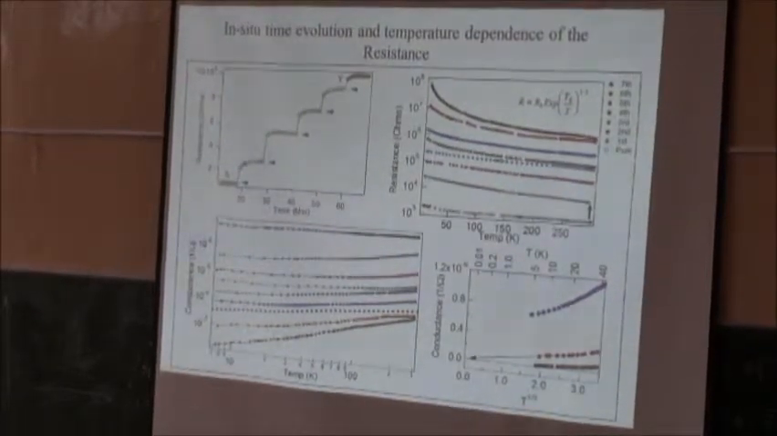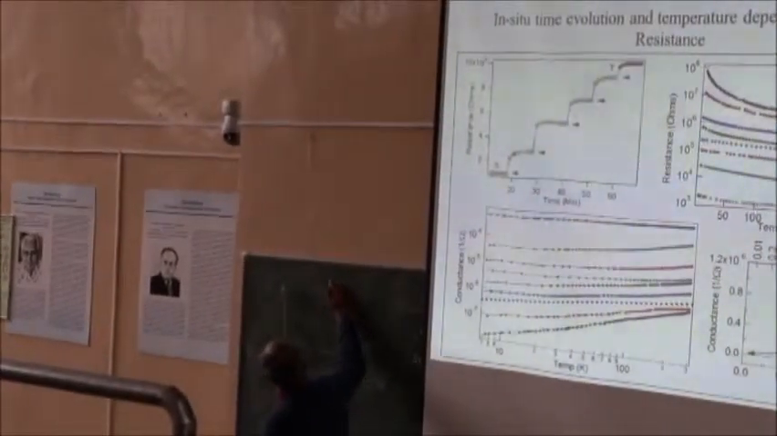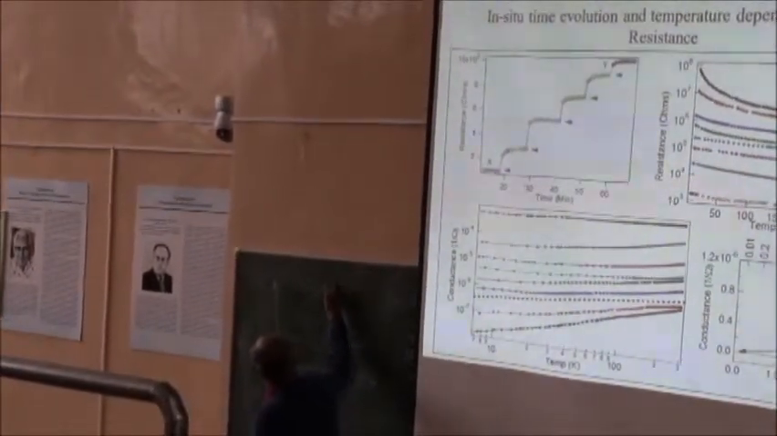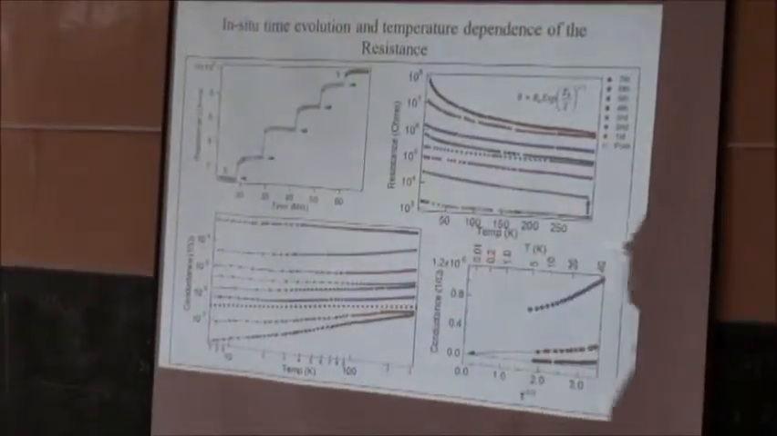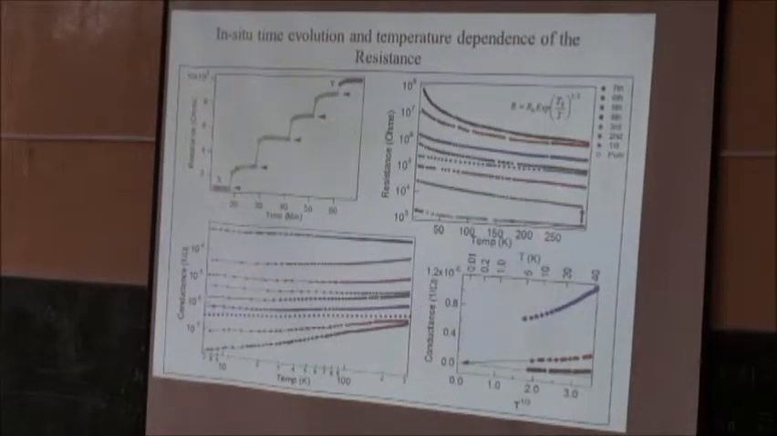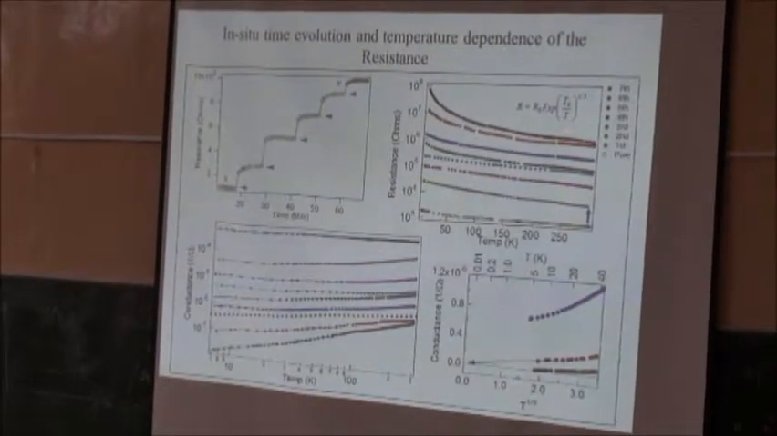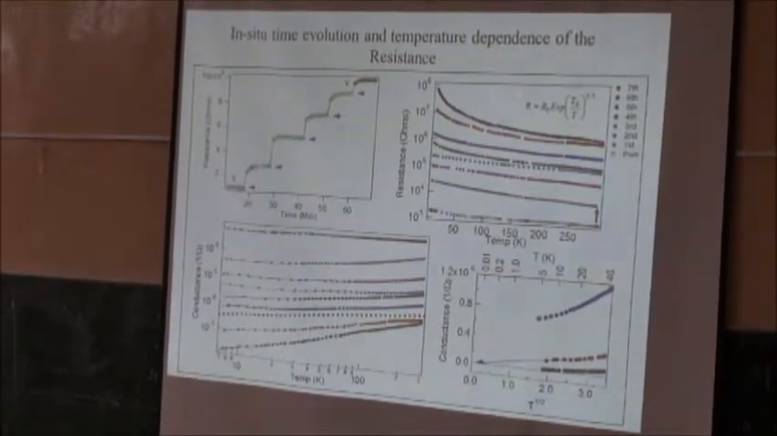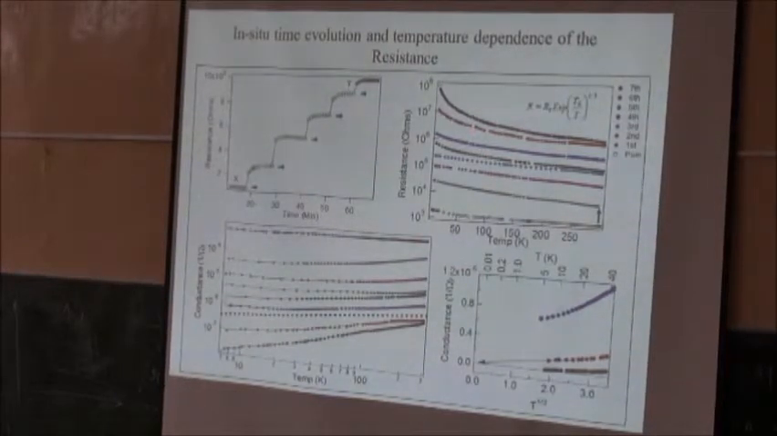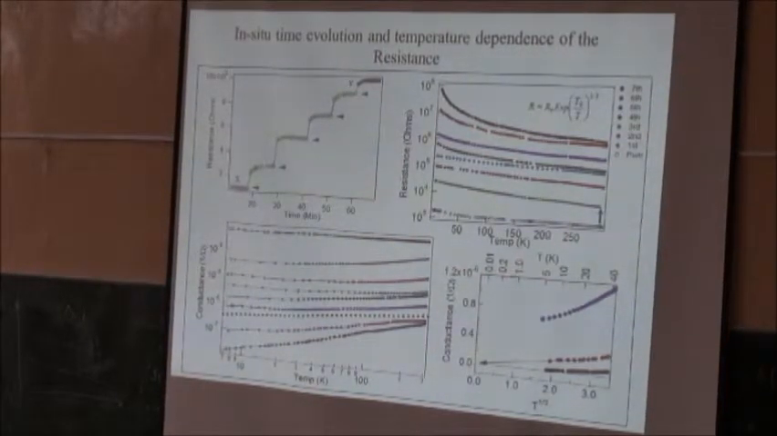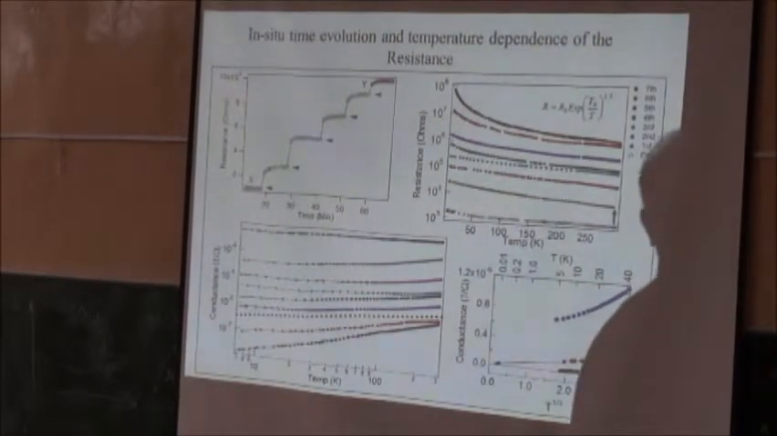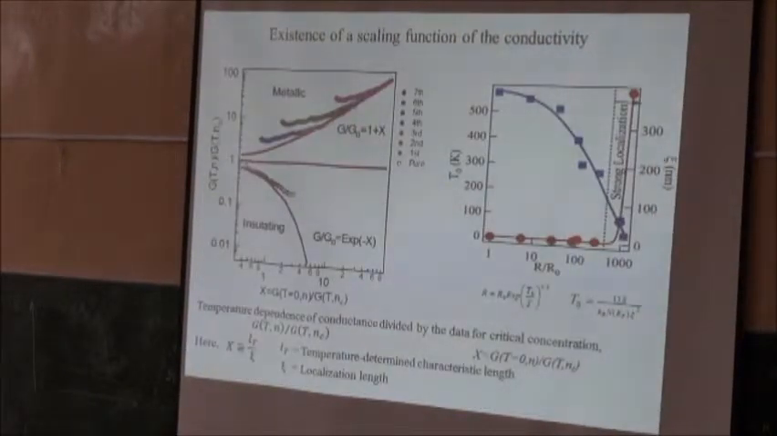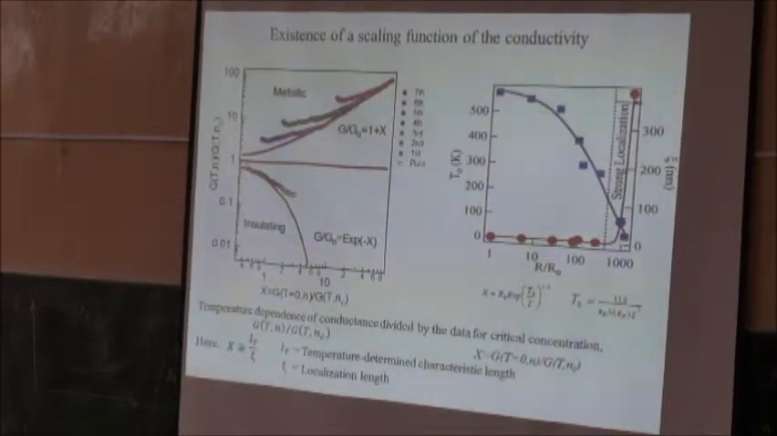We call N the degree of hydrogenation. We call NC the critical. So these are all metallic because they are finite. So this is insulating. So we can identify both insulating and metallic regions. So now actually we can do some kind of scaling approach here.